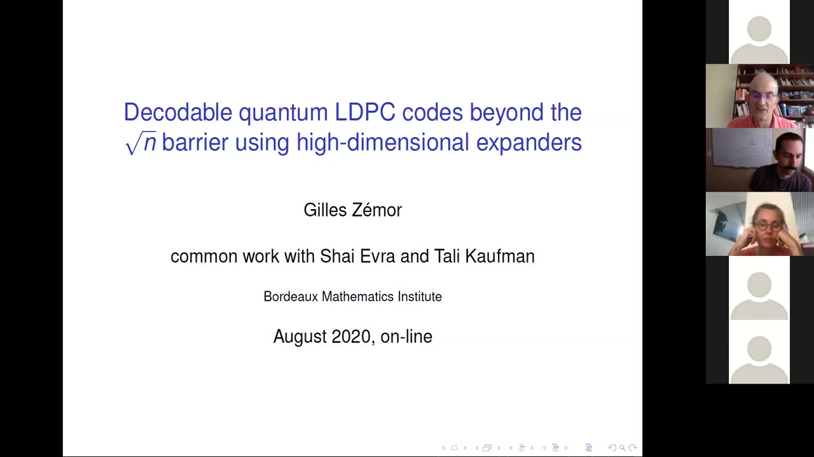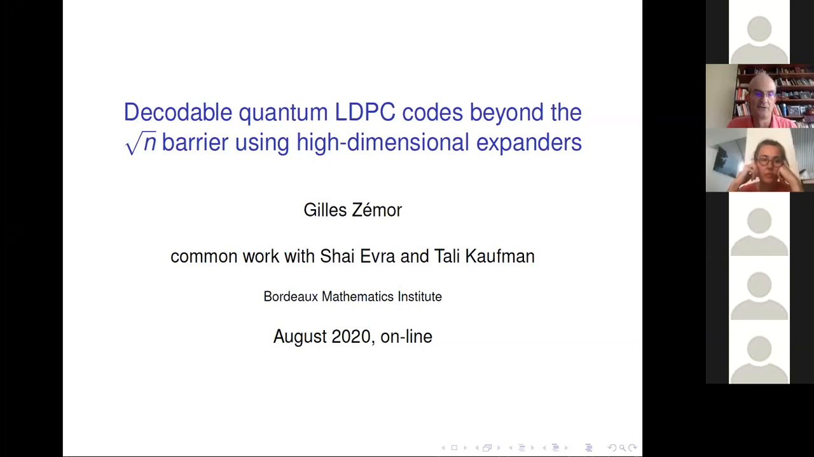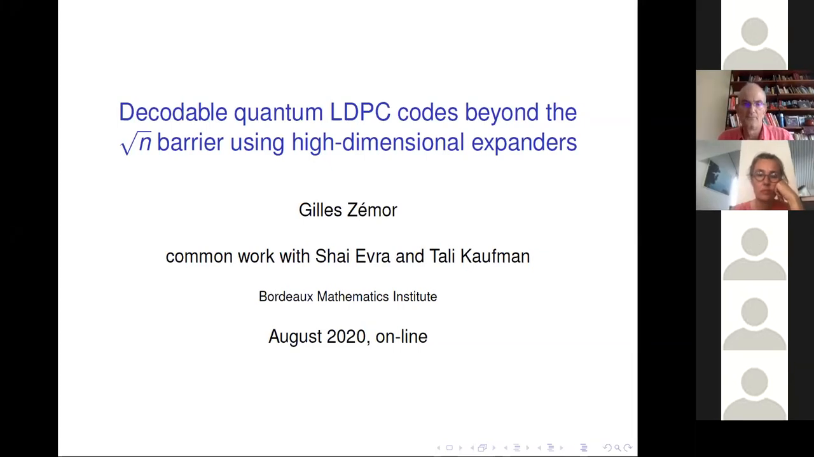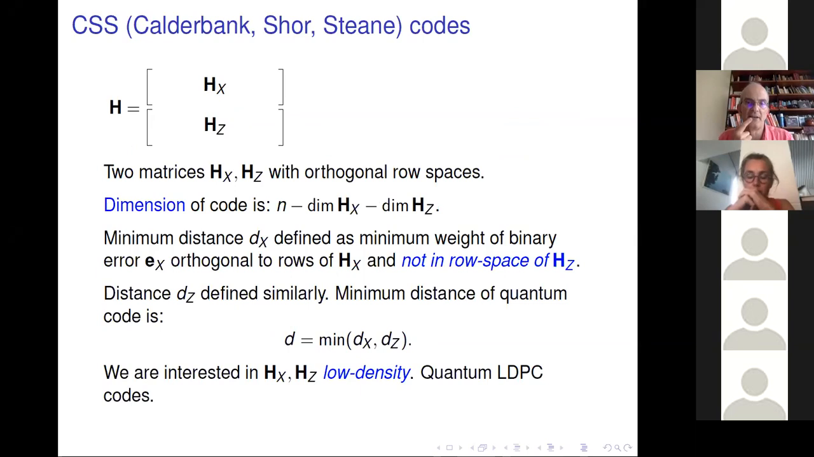So please, Gilles. Thank you very much. So thank you for the invitation and the privilege of speaking to all of you. So I will try to progressively introduce the ideas that come with this construction. So let me start slowly with reminding you what quantum CSS LDPC codes are. Most of you, I guess, will be familiar with them, but to settle on notation and everything, it's a good idea to start with that.